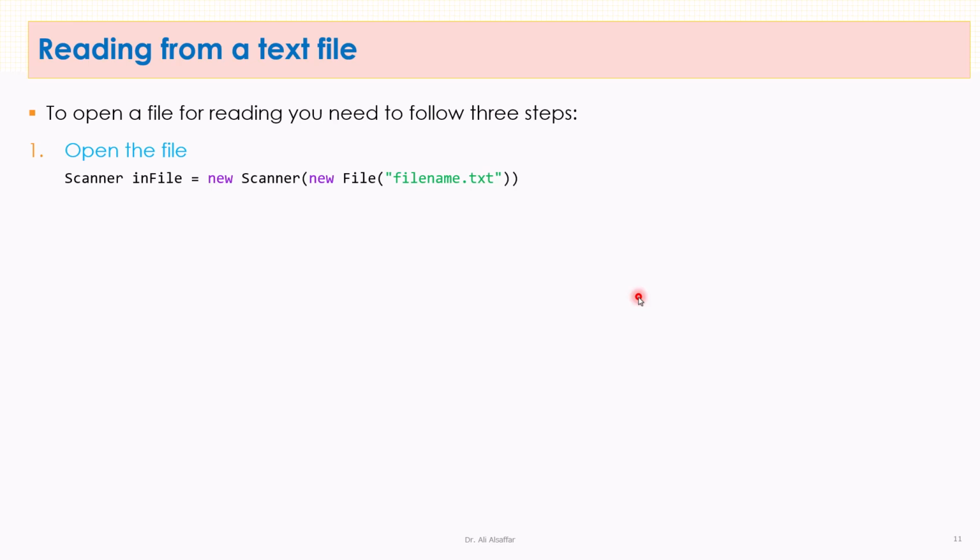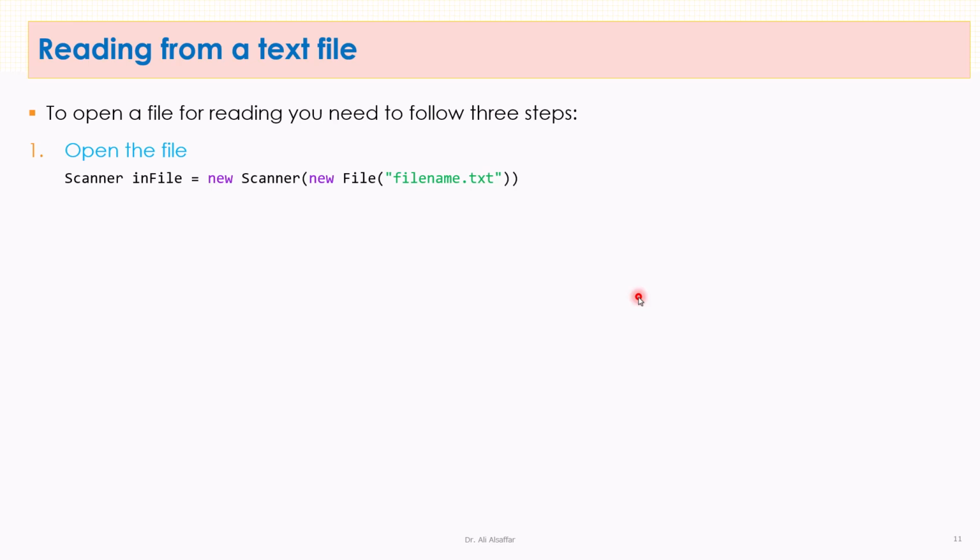In today's lecture, we are going to show you how to read from a text file. And again, we are going to follow three steps, like what we have done for writing into a file. First, you need to open the file. Then you are going to read from the file if the opening is successful. And then we close the file.